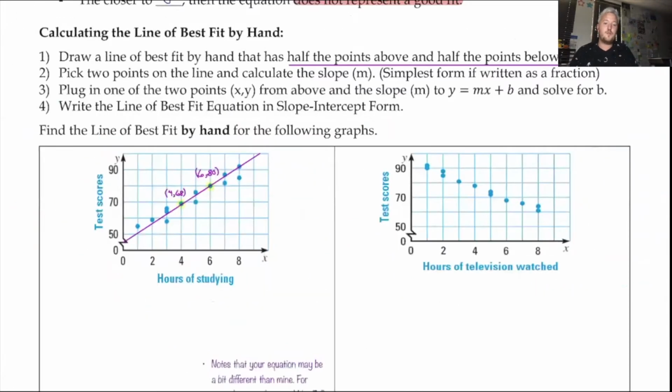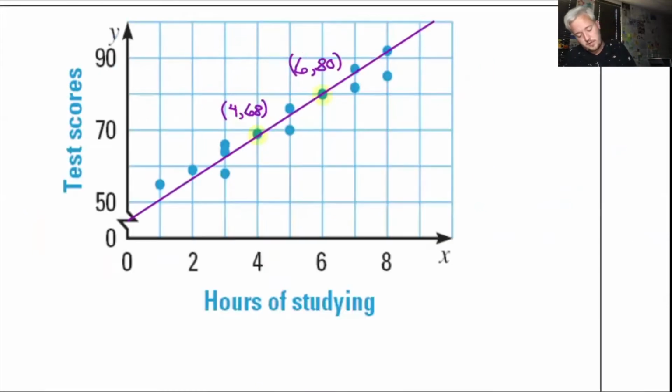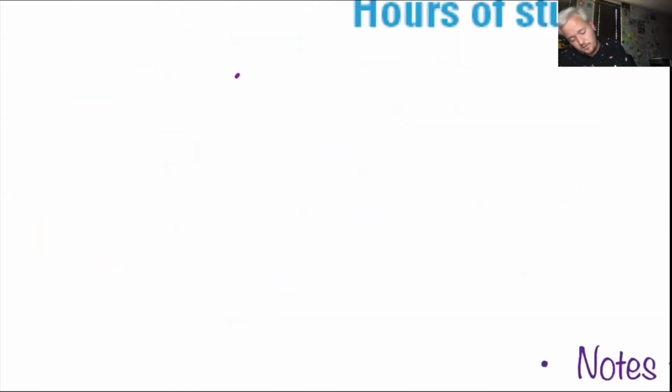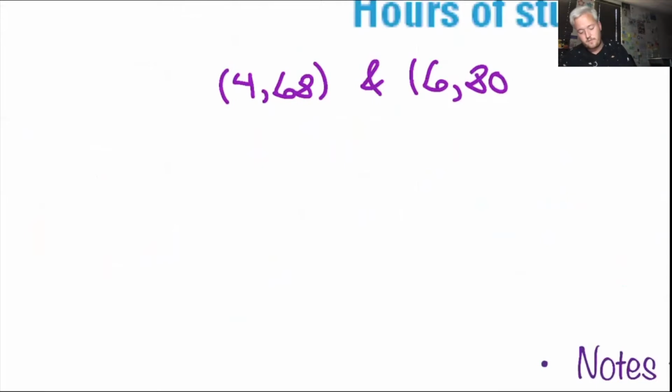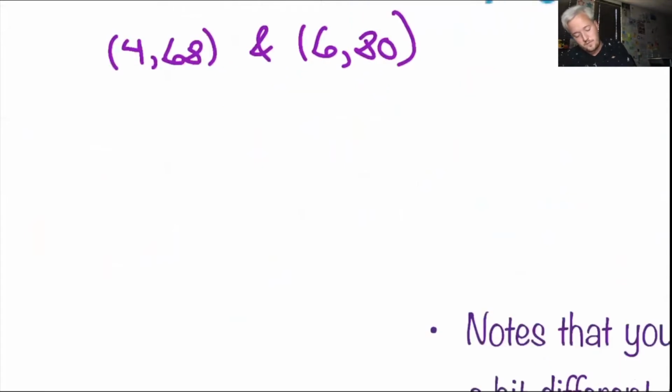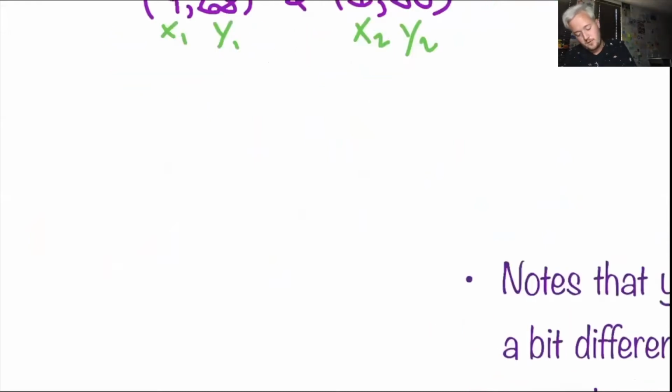Once you find those 2 points that you want to use, you're going to use those 2 points to come up with your line of best fit equation. So you want to find the slope and find the y-intercept. So now we're looking for that equation. Between 4, 68 and 6, 80, I'm just going to draw these down here for my own reference. I'm going to find the slope first: x1, y1, and x2, y2.